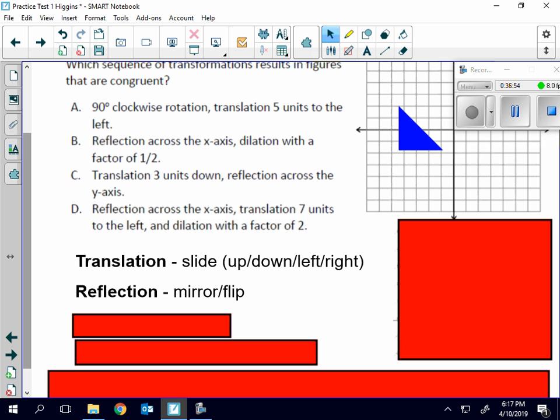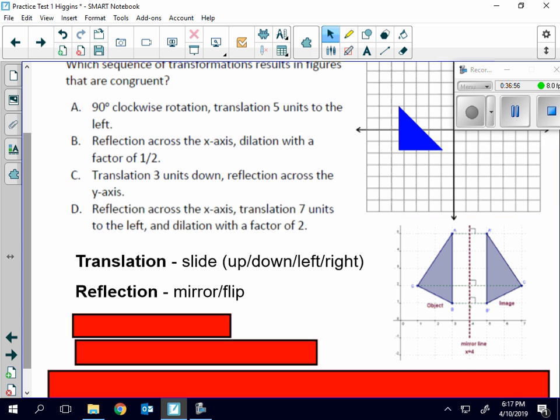I couldn't do it on my smartboard, so I just grabbed a picture here. That is a picture of a mirror image. This one got flipped across this line. I picked it up and flipped it over, and it landed over here. That's a reflection.